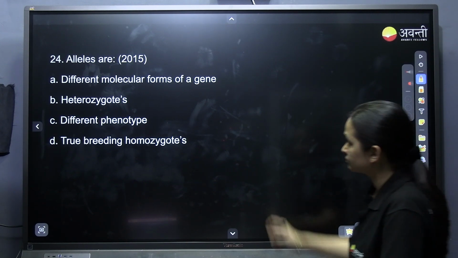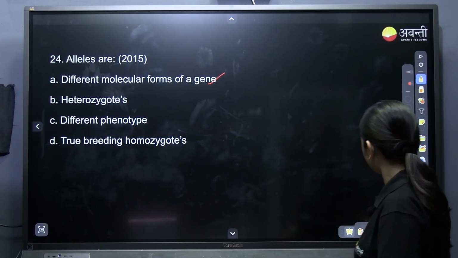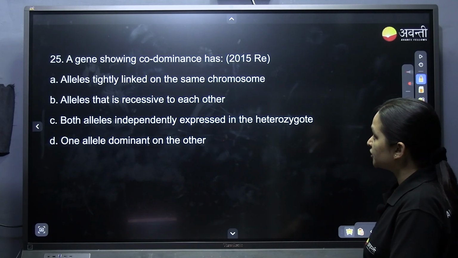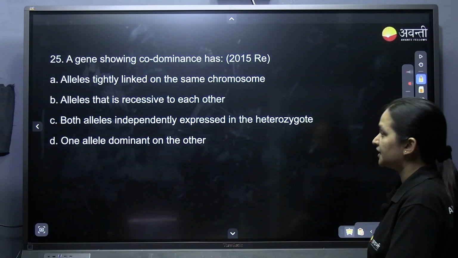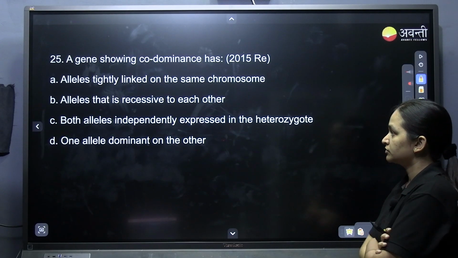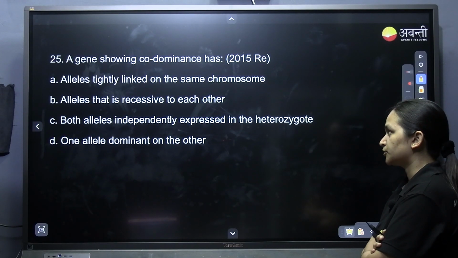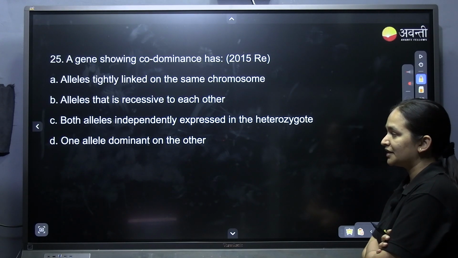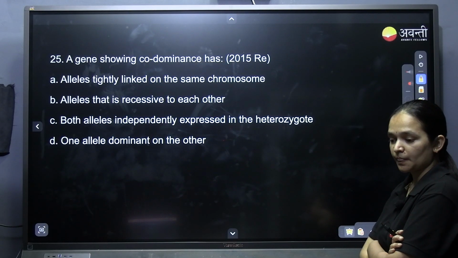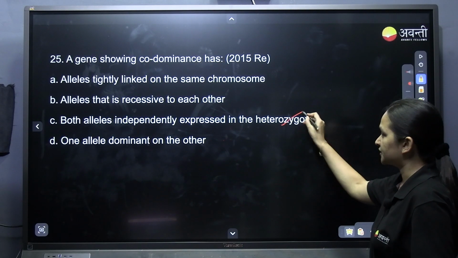Option A. Very good. A gene showing codominance has the alleles tightly linked on the same chromosome, alleles that are recessive to each other, both alleles independently expressed in the heterozygotes, or one allele dominant on the other. Option C. Option C is the correct answer. Very good.